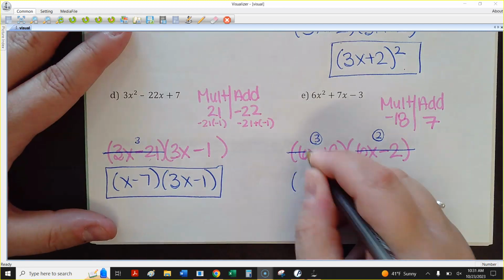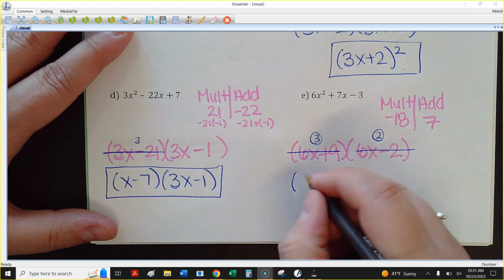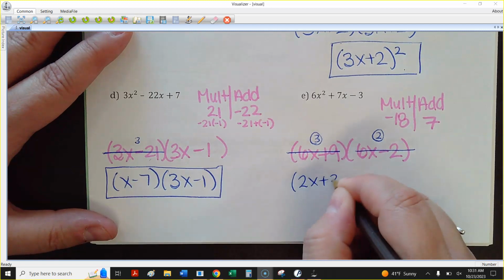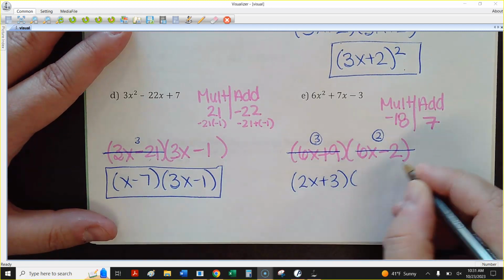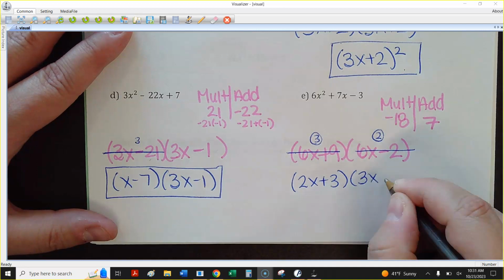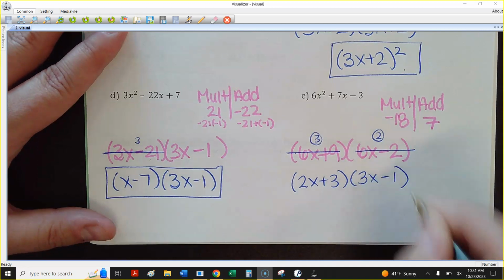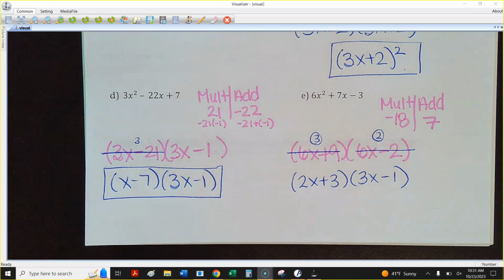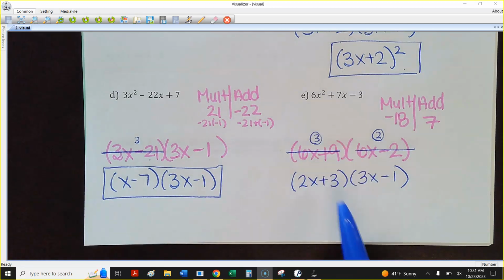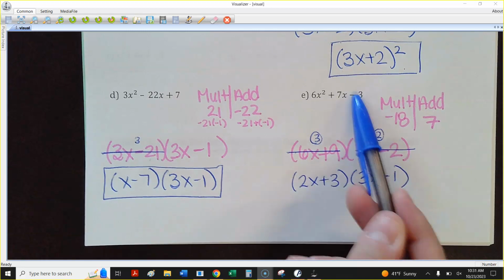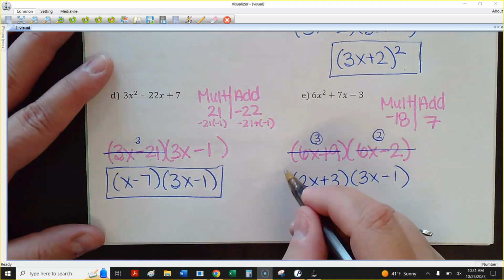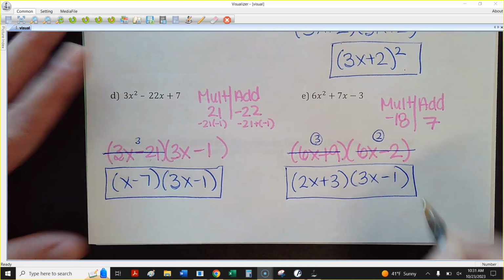The real factor here, if I divide both of those by 3, this would be 2x plus 3. Real factor here, divide both by 2, would be 3x minus 1. And again, just real quick to check, 2x times 3x give you back the 6x squared. Positive 3 times negative 1 would give you the negative 3 on the end. Is anybody having a question?